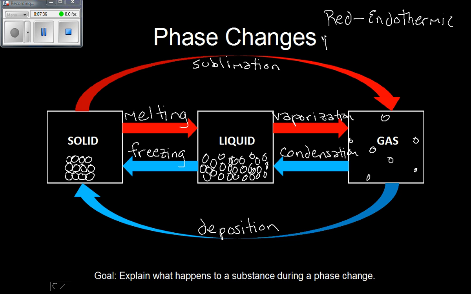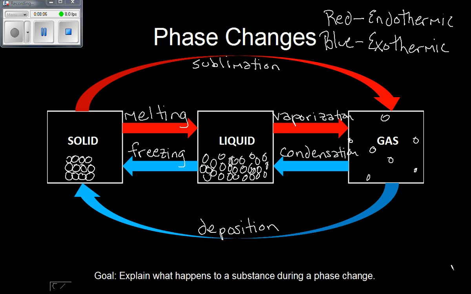The opposite of that, our blue lines, is called exothermic. Exothermic changes require the removal of heat. The prefix exo means exit, leave, or outside. And again, therm refers to heat, so this is heat leaves, or heat goes outside in order to make the phase change occur.